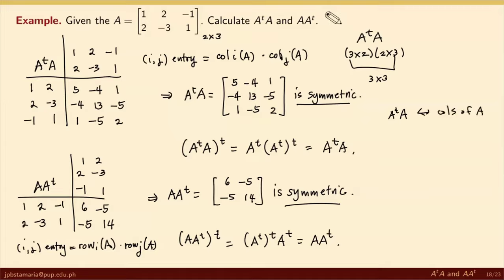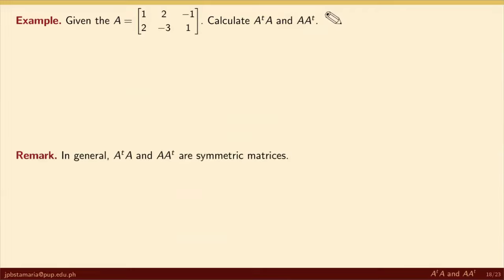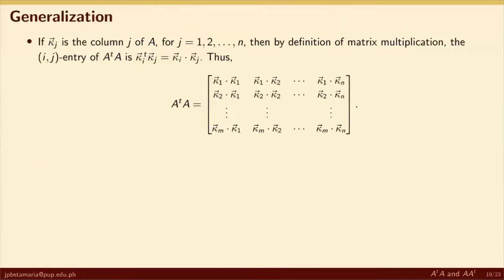It's related to the columns of A, while A A transpose is kind of related to the rows of A. Do you notice that? In general, these matrices are symmetric matrices. So this is what we have observed.